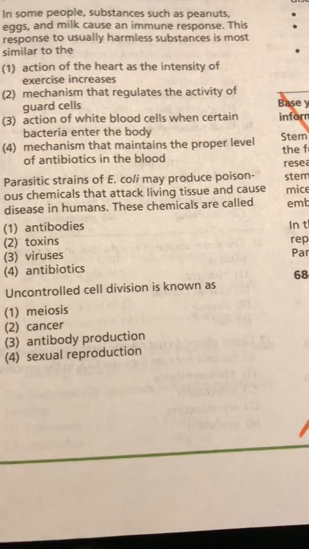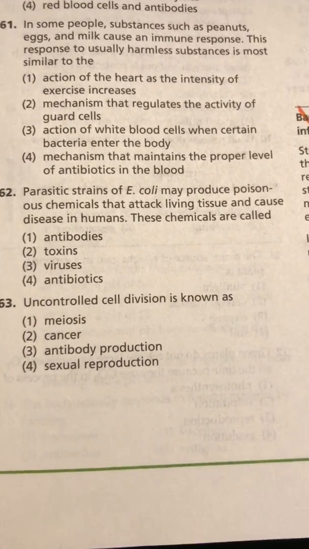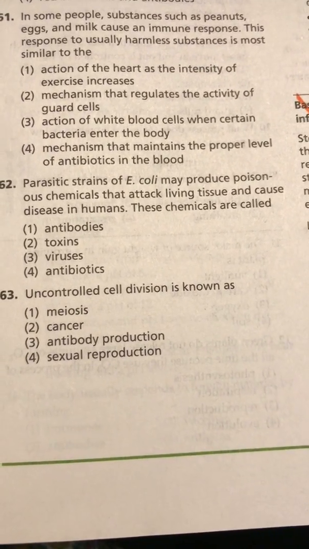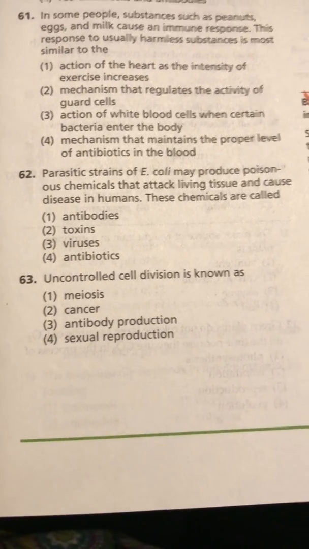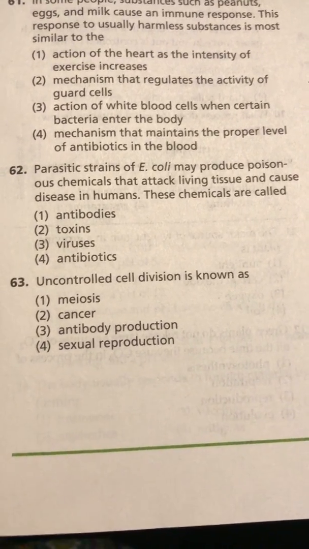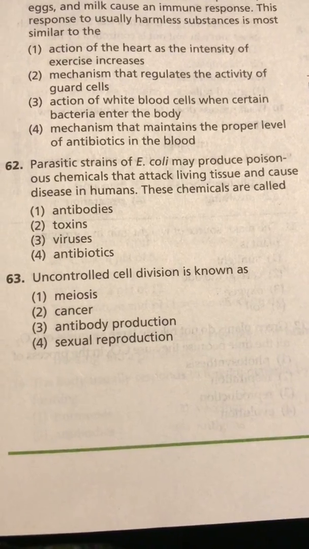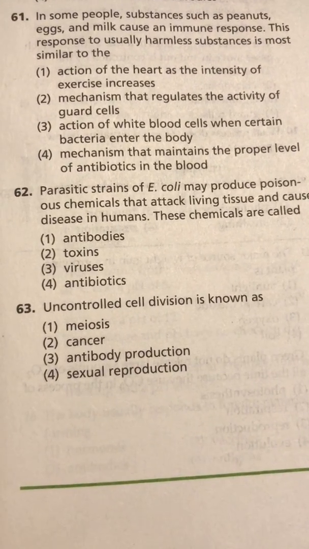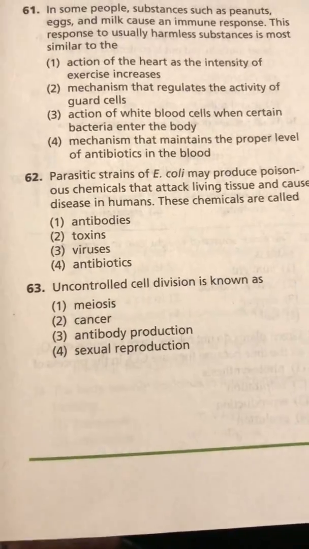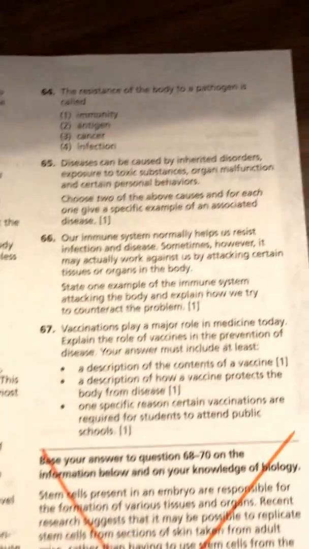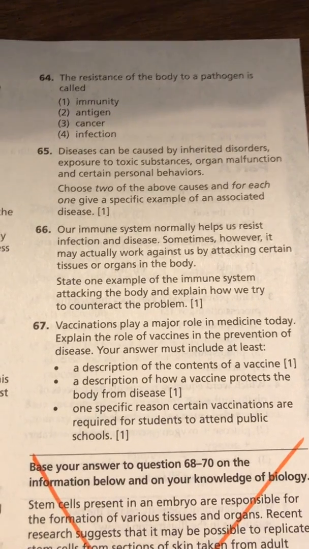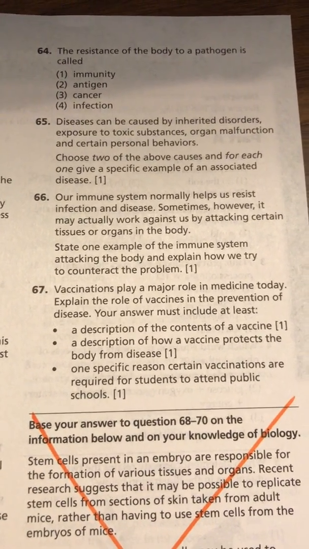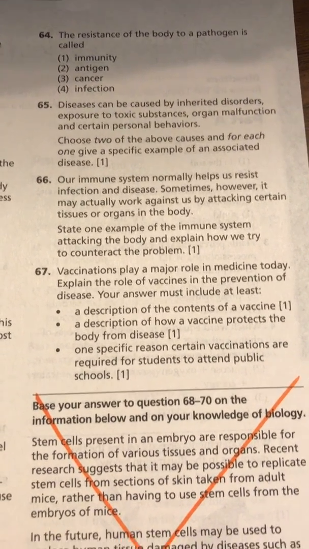62. Parasitic strains of E. coli may produce poisonous chemicals that attack living tissue and cause disease in humans. These chemicals are called antibodies, toxins, viruses, or antibiotics. 63. Uncontrolled cell division is known as meiosis, cancer, antibody production, or sexual reproduction. Number 64. The resistance of the body to a pathogen is called immunity, antigen, cancer, or infection.